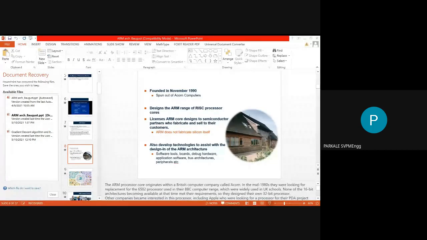Now what is load-store architecture? You have to understand the meaning of load and store. Load means you load the content from memory to register. That means you copy the contents from memory to register. This process is called load. And store means you copy the contents from register to memory. This is called store. So this is called a load-store architecture.